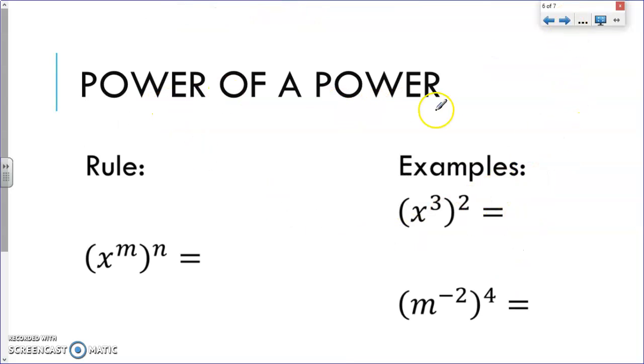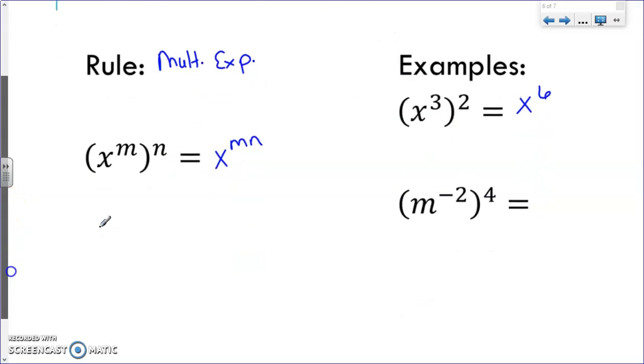Okay, so power of a power. When you have a power of a power, you're going to multiply exponents. So that would give you x to the m times n. Here we would get x to the 6th and m to the negative 8, which would simplify to 1 over m to the 8th.